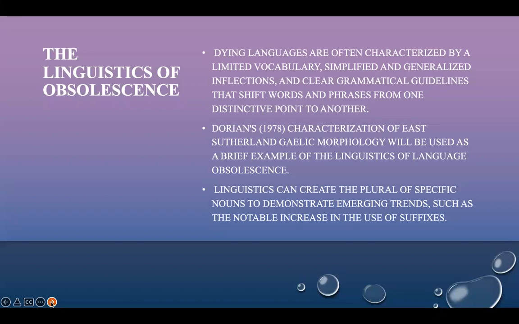The linguistics of language obsolescence lessons. Dying languages are often characterized by a limited vocabulary, simplified and generalized inflections, and clear grammatical guidelines that shift words and phrases from one distinctive point to another. East Sutherland Gaelic morphology will be used as a brief example of the linguistics of language obsolescence. Linguists can create plurals of specific nouns to demonstrate emerging trends, such as the notable increase in the use of a suffix.